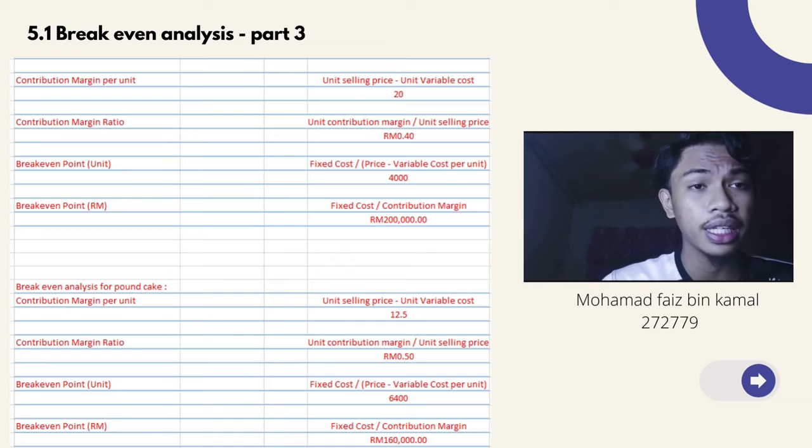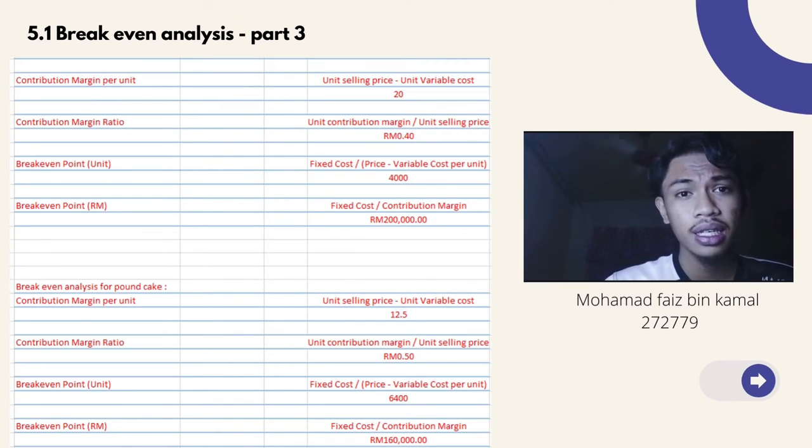So for the next one, we go to the break-even analysis for our business plan, Sweetylicious, for the products butter cake and pound cake. To do a break-even analysis, there are two most important things that we need to find before we get our BEP. The first one, we need to find the break-even units, and the second one, we need to find the break-even in ringgit.